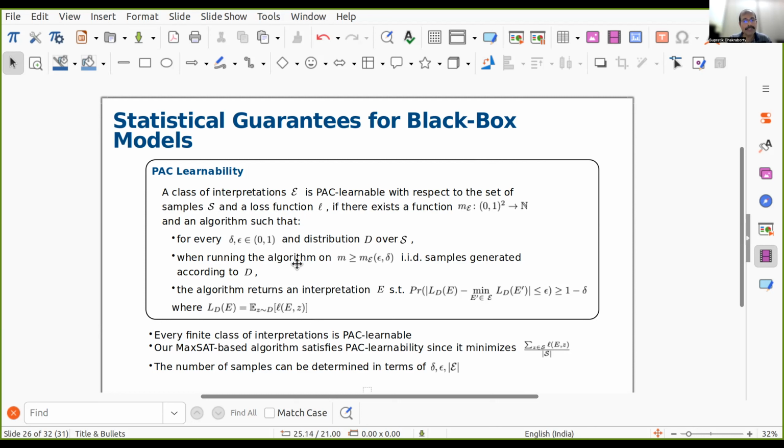This algorithm is trying to return the best interpretation for a subset of these samples. When I run this algorithm on at least these many samples, which have to be sampled according to the distribution D. So if you want to find a good interpretation for samples which are distributed according to some distribution, you have to generate your samples, the smaller set of samples, also according to the distribution, right?